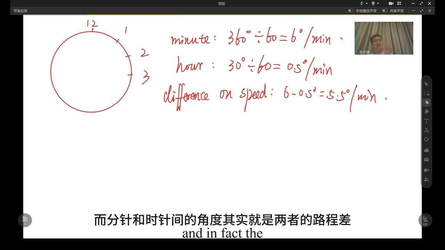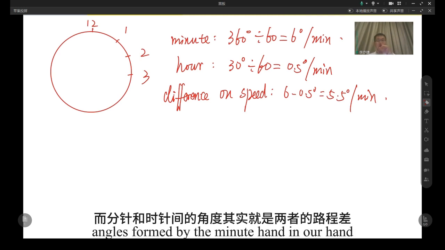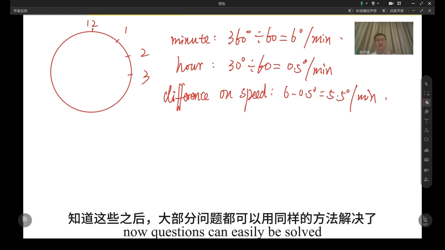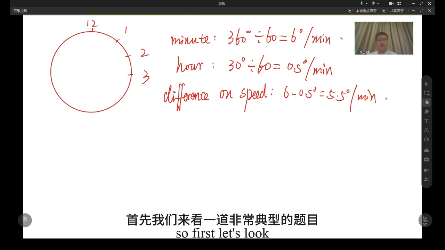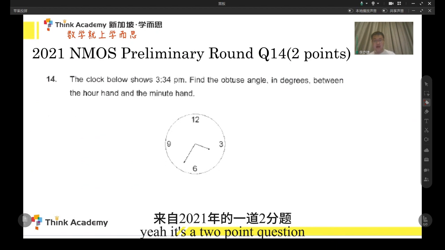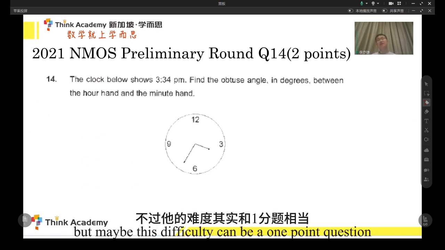And in fact, the angle formed by the minute hand and hour hand is just the difference on distance. So if we know this, the questions can easily be solved mostly in the same way. So first, let's look at a very typical question from 2021. It's a 2-point question, but maybe this difficulty can be a 1-point question. I think they share the same difficulty.